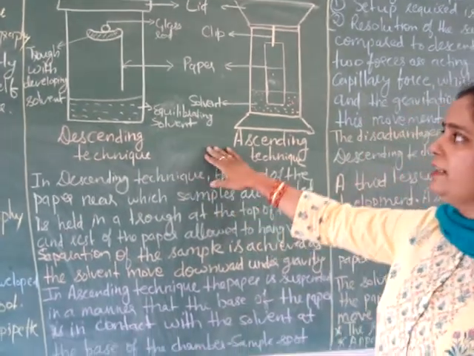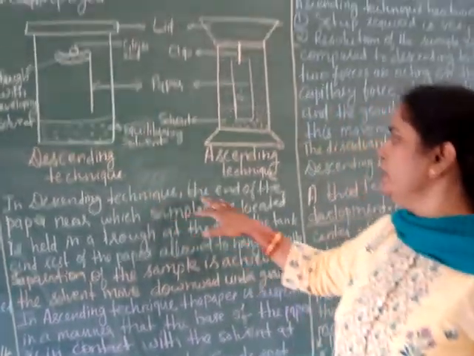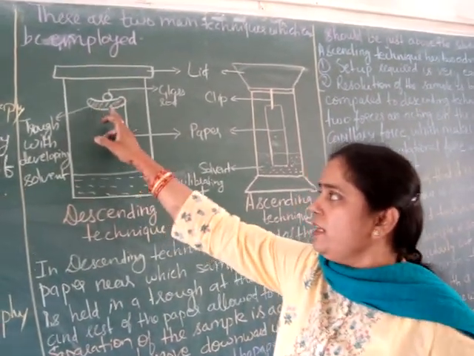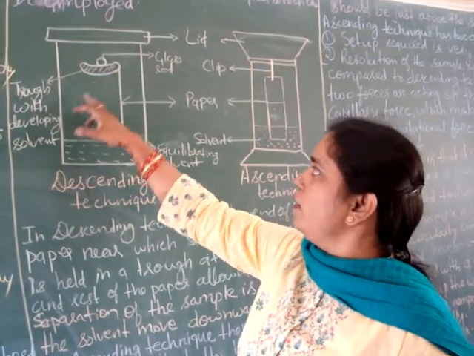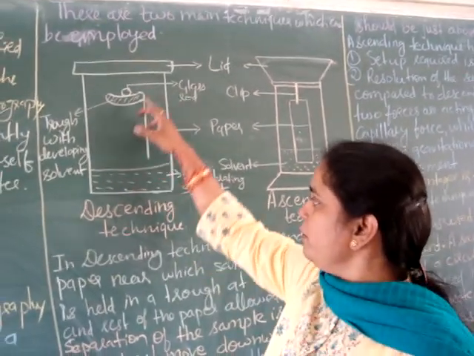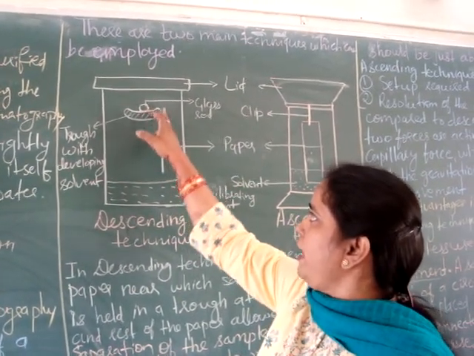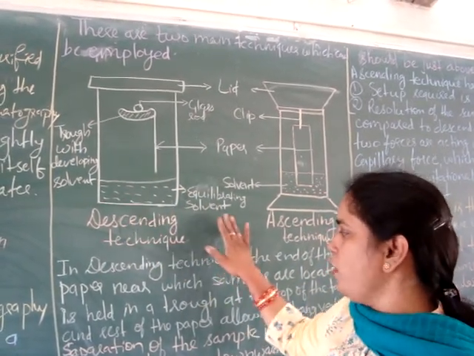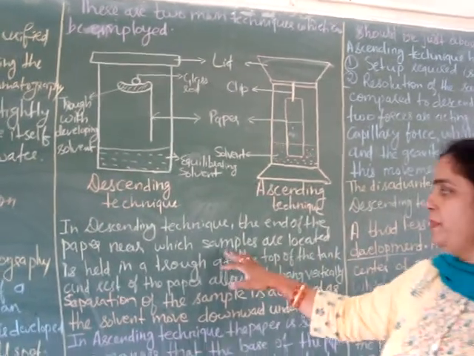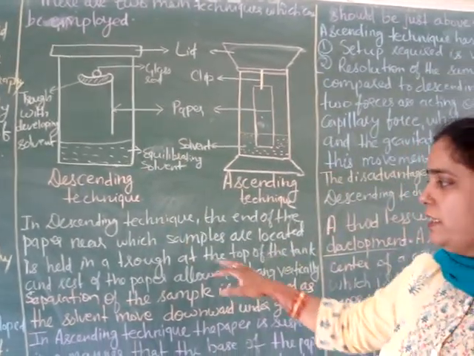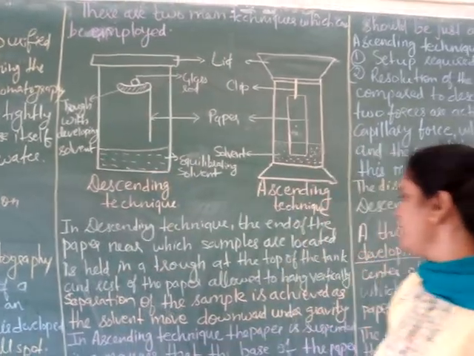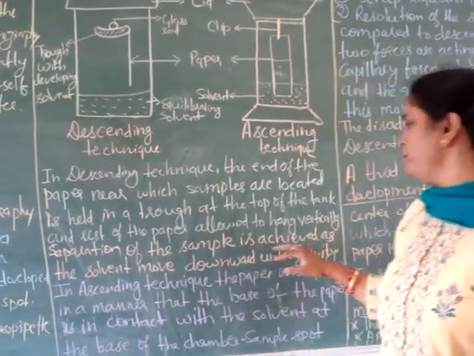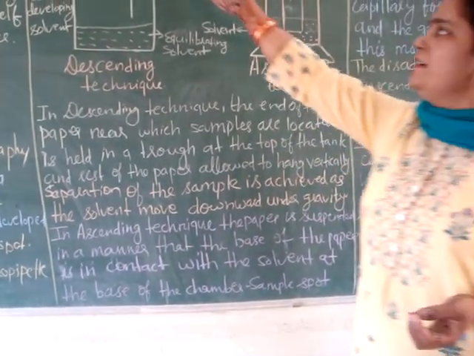The first one is the descending technique. In the descending technique, you can see here the end of the paper near which the sample is located is held in a trough. This is the trough in which we fill the developing solvent. Okay, and this is the paper strip. With the help of this glass rod we hang this paper strip, and here in the jar it is equilibrated with equilibrating solvent. Here we apply the sample, and the rest of the paper is allowed to hang vertically. Then separation of the sample is achieved as the solvent moves downward under gravity.